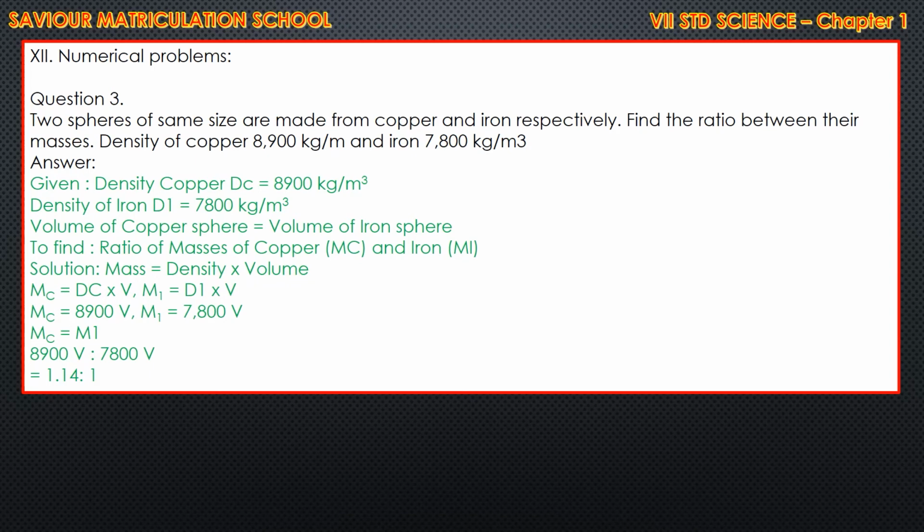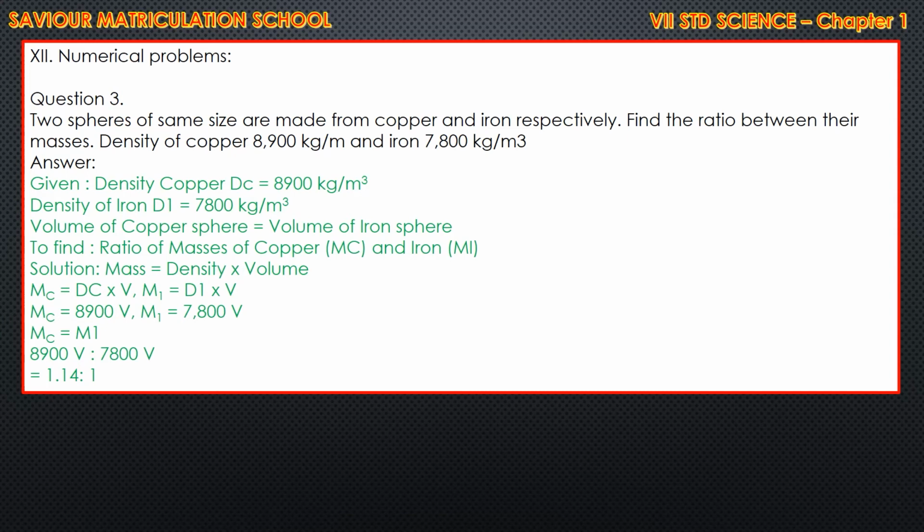Okay children. Now the given is: density of copper is Dc, D for density, C for copper, which is 8900 kg per cubic meter, and the density of iron, D for density, I for iron, is 7800 kg per cubic meter. The volume of a copper sphere is equal to the volume of an iron sphere. We are going to find the ratio of masses: Mc, mass of copper, and Mi, mass of iron.